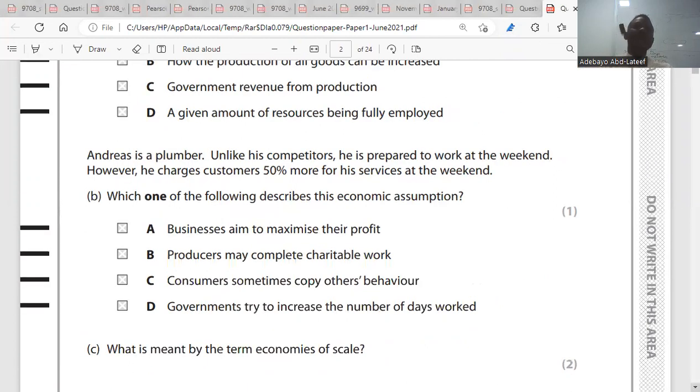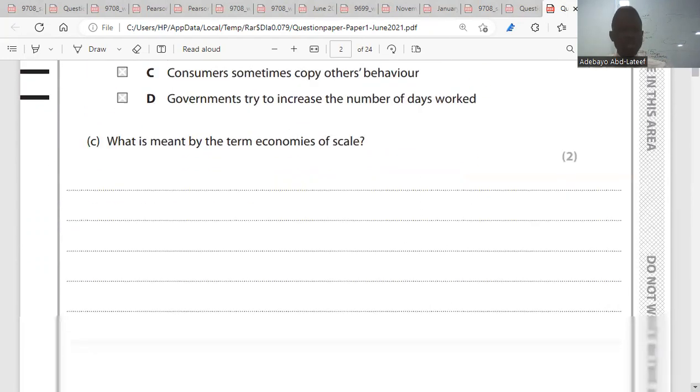So Andres is a plumber. Unlike his competitors, he is prepared to work at the weekend. However, he charges customers 50% more for his service at the weekend. Which one of the following describes these economic assumptions? So that means Andres is a business person. If he works extra time, like during the weekends, unlike his competitors, he wants more profit. So he wants to maximize his profits. So the answer is A. Is it clear? We go to question C.